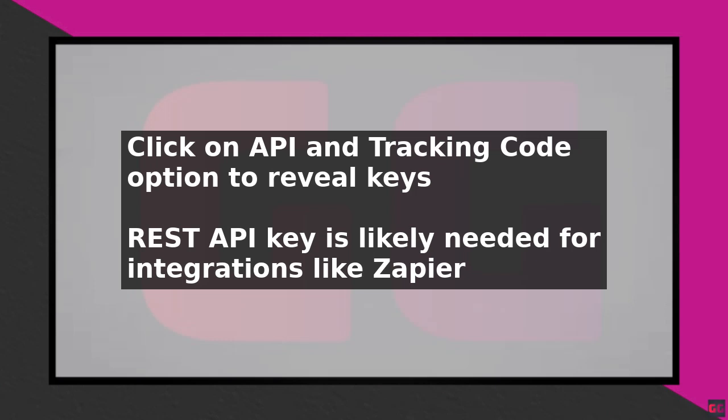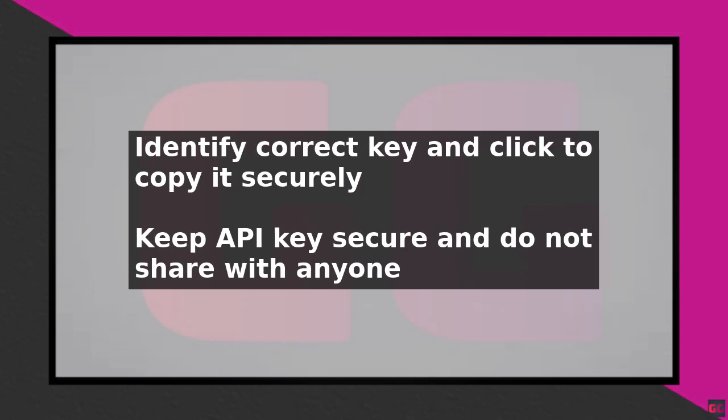The REST API key is likely the one you'll need for integrations like Zapier. You can hover over the question mark next to each key to determine which one applies to your specific needs. Once you've identified the correct key, simply click on it and copy it.